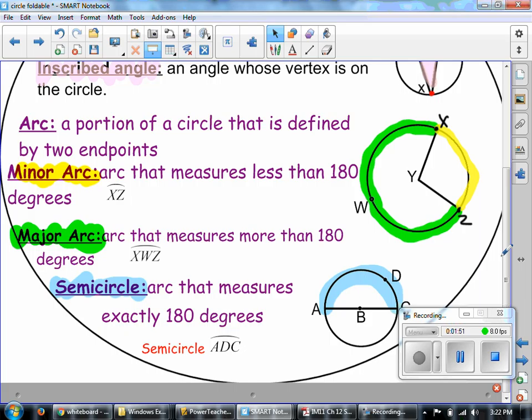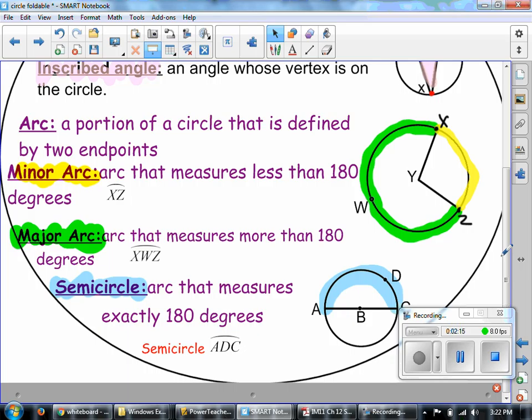One is a minor arc, that is an arc that measures less than 180 degrees. And we have a major arc, an arc that measures more than 180 degrees. In our picture, I've highlighted in yellow arc XZ. That is a minor arc because it measures less than 180 degrees. A major arc XWZ is highlighted in green.